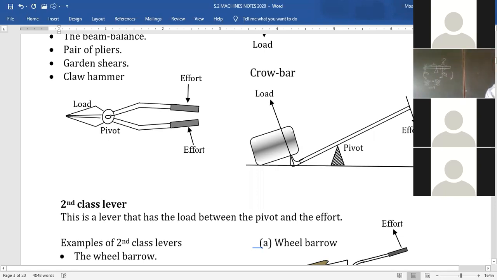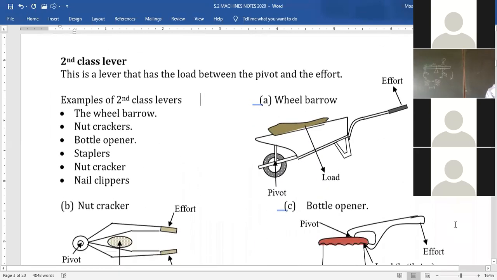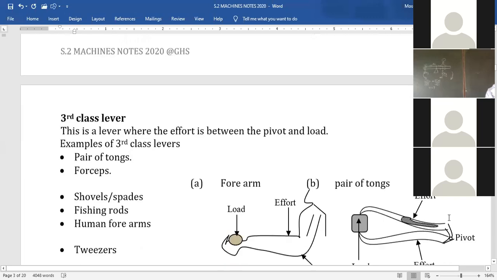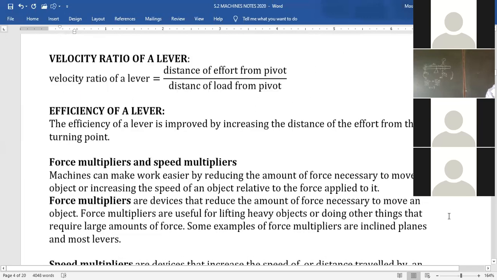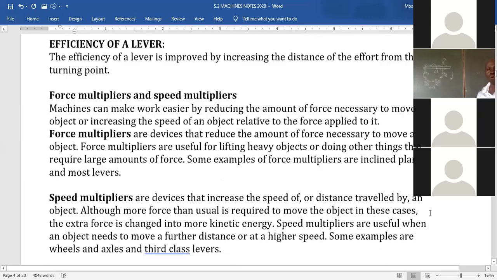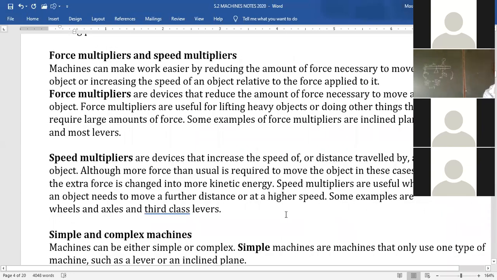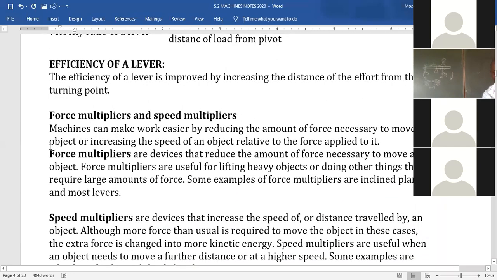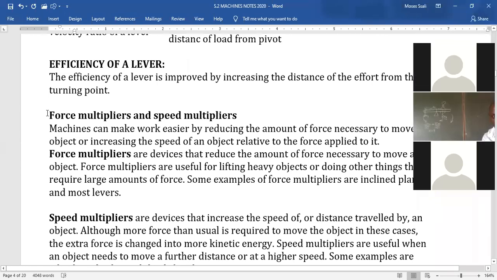Okay, so the smaller person must sit further away from the pivot. That's how you increase the efficiency. Clear? You are using a small force to lift a large force. Okay, that's levers. Now somebody carry us through those simple notes. I've talked about levers.